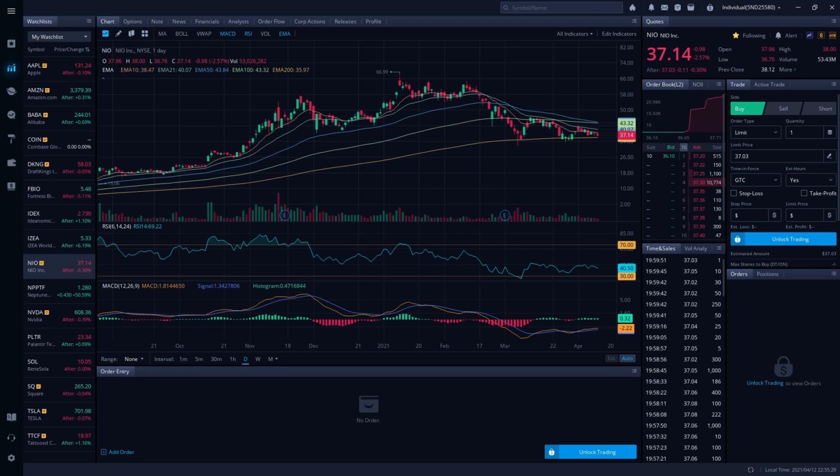Now, regarding how low NIO will drop, it looks like NIO is approaching the 200-day EMA again, which it bounced off of twice already. The 200-day EMA closed Monday at $35.97.